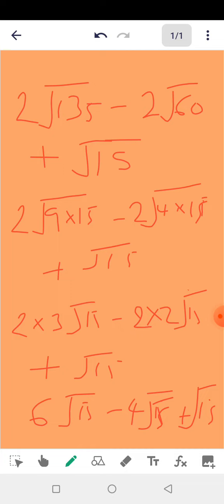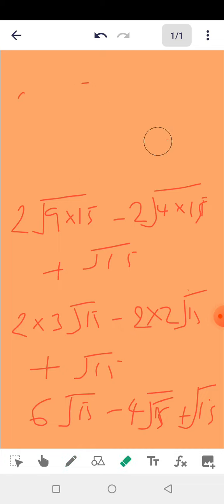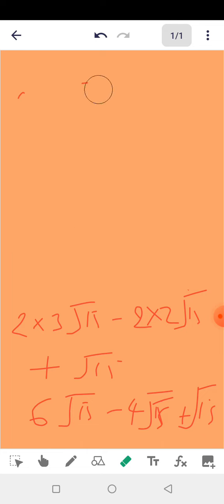All right, so when you have 6 root 15 minus 4 root 15 plus root 15, we can just do a quick one. It's like having 6x minus 4x plus x. 6 root 15 minus 4 root 15 will be 2 root 15, then 2 root 15 plus root 15. Everything ends up as 3 root 15.